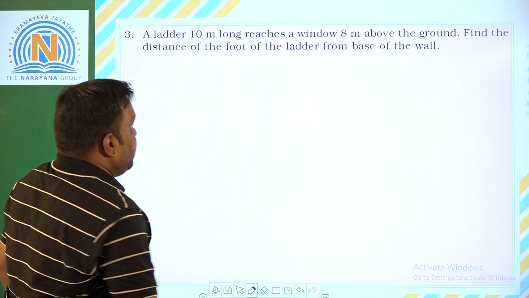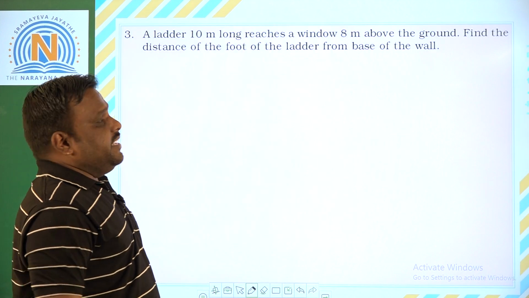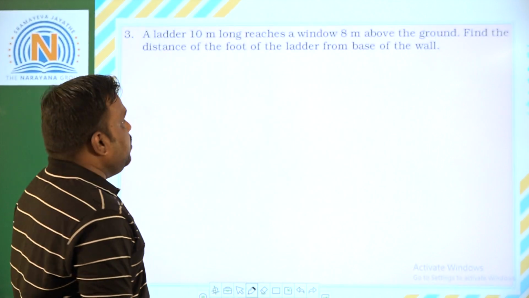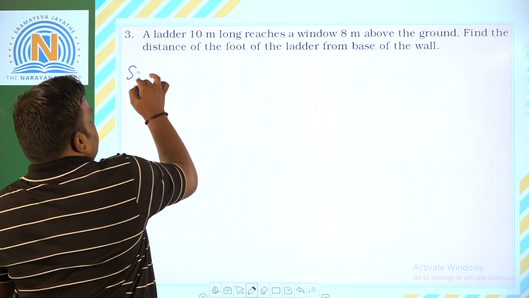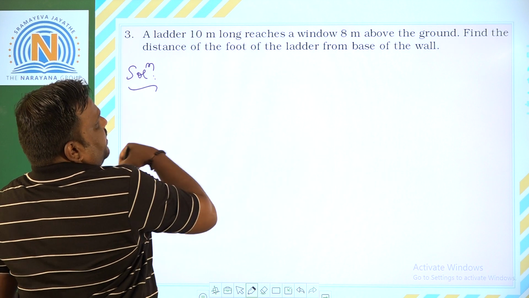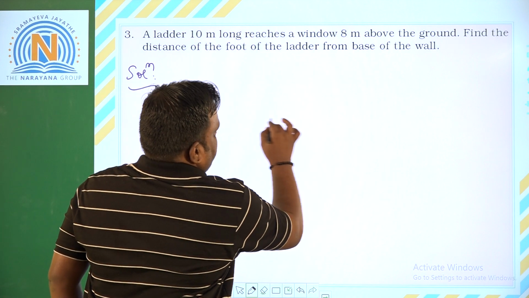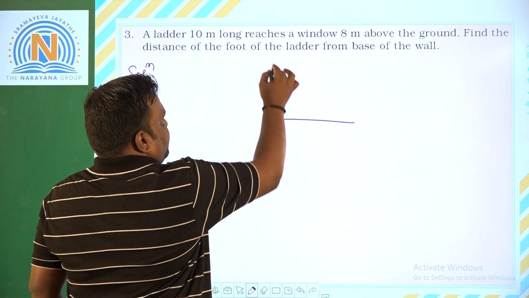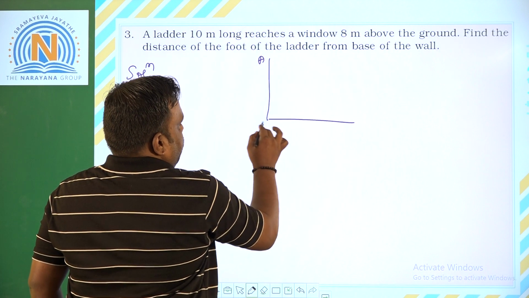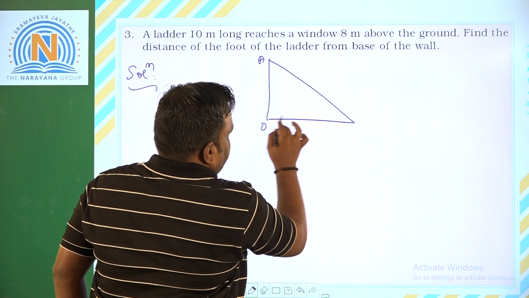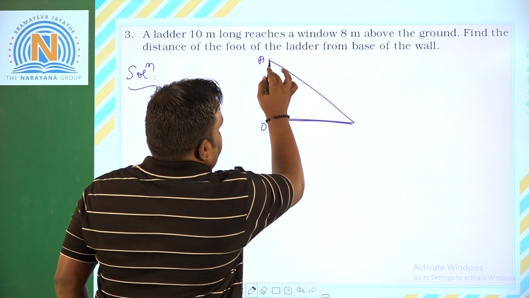Now, coming to the third question. A ladder 10 meters long reaches a window 8 meters above the ground. Find the distance of the foot of the ladder from the base. So this is a normal ladder. Here is the window. A is the position of the window, and this is the normal ground. AB is the ladder.